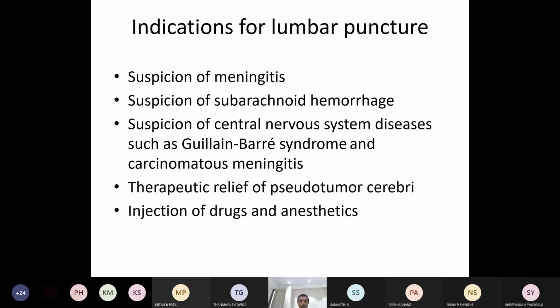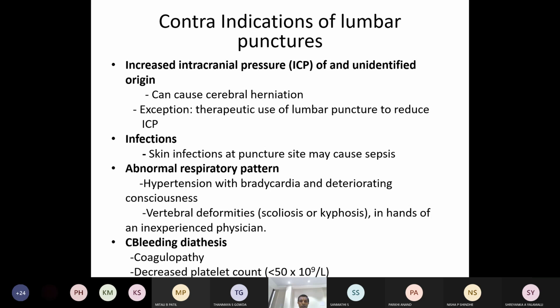So, indications for lumbar puncture: all suspicious cases of meningitis, suspicious subarachnoid hemorrhage, suspicion of central nervous system disease, Guillain-Barré syndrome, carcinomatous meningitis, and therapeutic relief. All these are indications of lumbar puncture. There will be contraindications also. Lumbar puncture is a very sensitive procedure, so for the aspiration or collection of CSF, see the next slide.